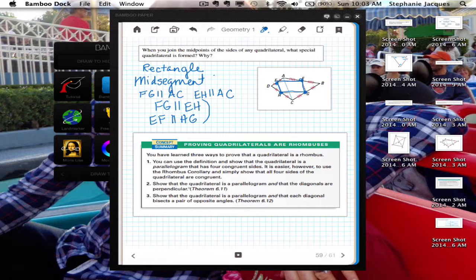The second way is to show that the quadrilateral is a parallelogram and that the diagonals are perpendicular, using theorem 611. And another way is to show that the quadrilateral is a parallelogram and that each diagonal bisects a pair of opposite angles. So you're just using those to form arguments about rhombuses.